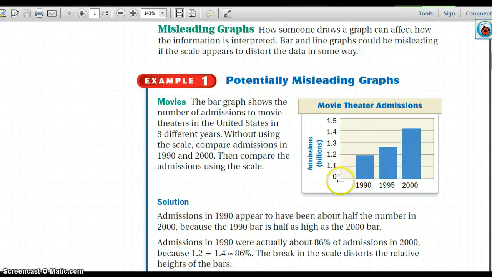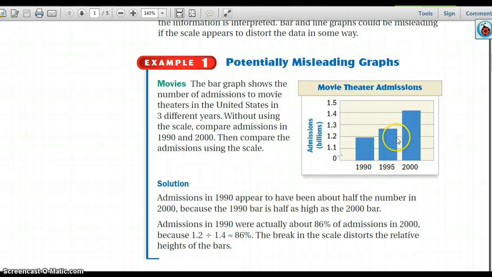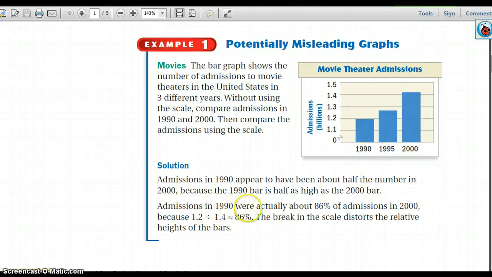So keep in mind there's a break in here from 0 to 1.1 billion. That's a big break. So 1990 seems to have about half of the number as 2000, because the bar is about half the size of the 2000 bar. But the admissions in 1990 were actually 86% of the admissions in 2000. They really aren't that different because the increments are by 0.1, 0.2, 0.3. So the big jump is from 0 to 1.1 billion.